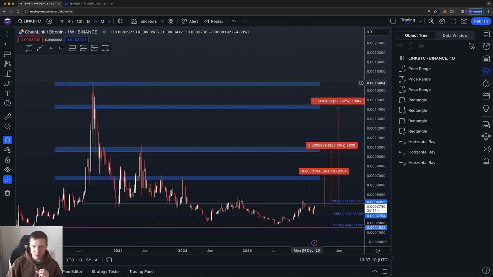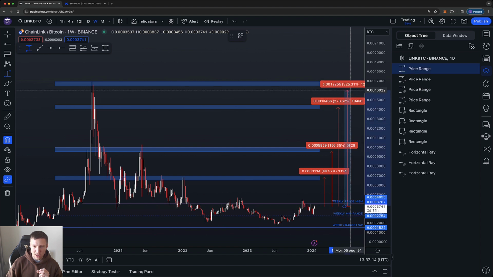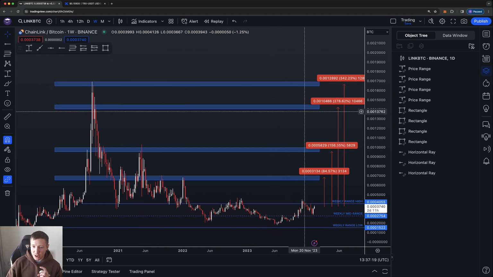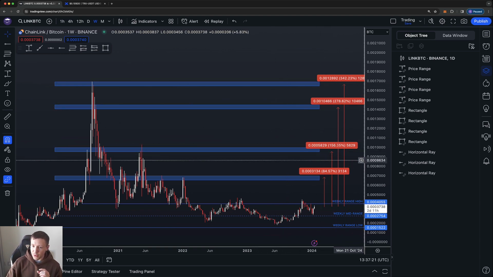And then the absolute all-time high is, of course, 16,800 sats. And from today's prices, you are looking at a return of 342%.